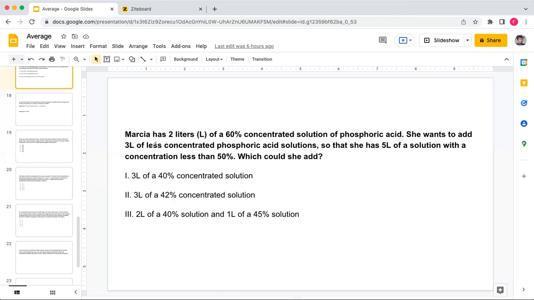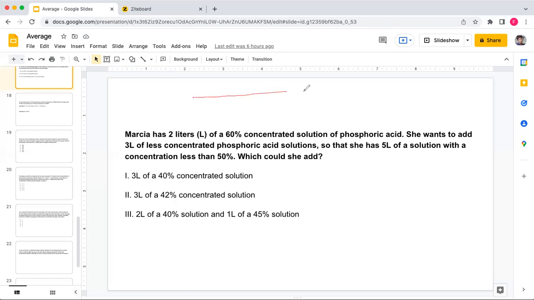First of all, the person has 2 liters of 60% concentrated solution of phosphoric acid. She wants to add 3 liters of the less concentrated solution, so that she has 5 liters of the solution with a concentration less than 50. Okay, so what are the options? 3 liters of this, 3 liters of this, 2 liters of this, and 1 liter of this.